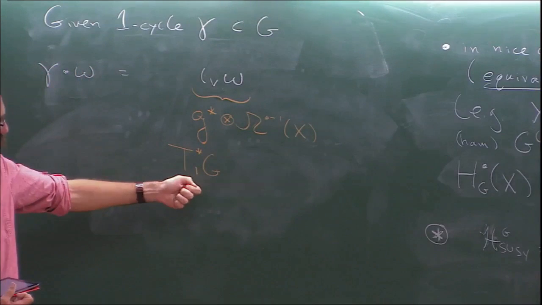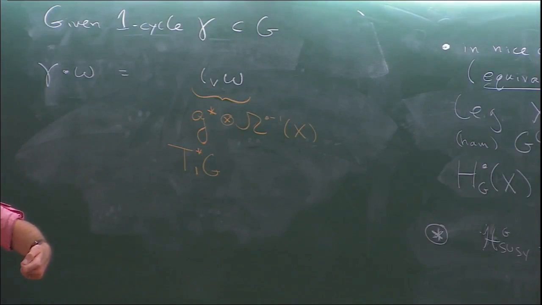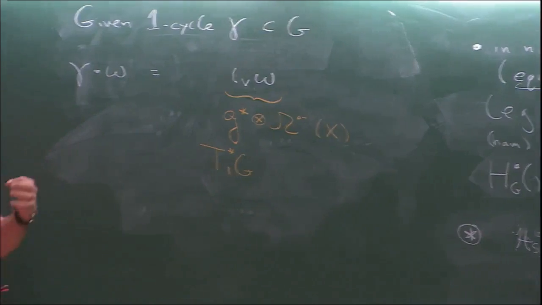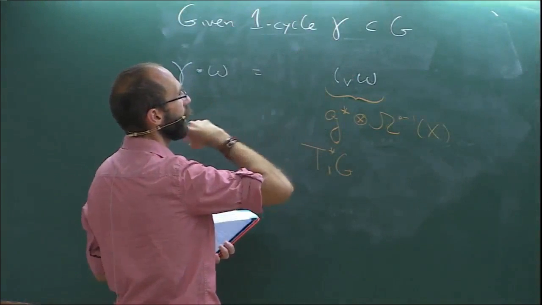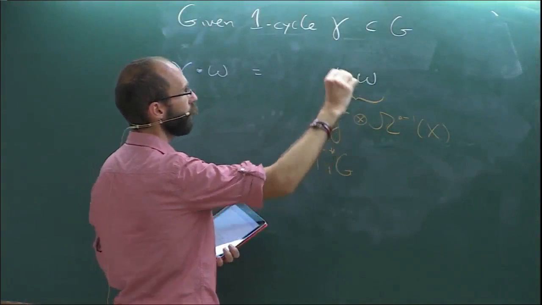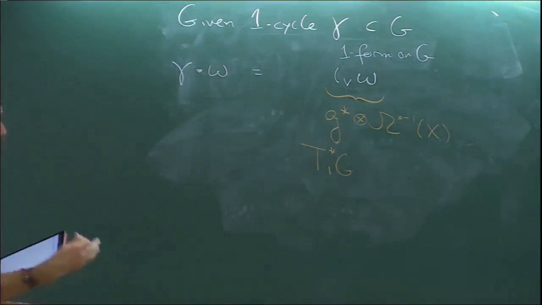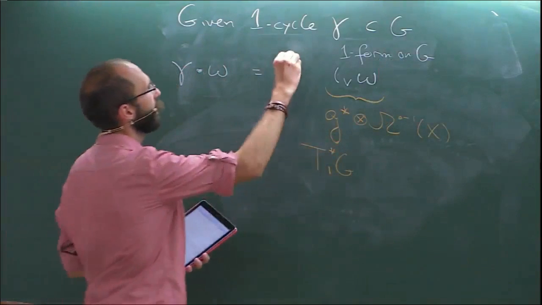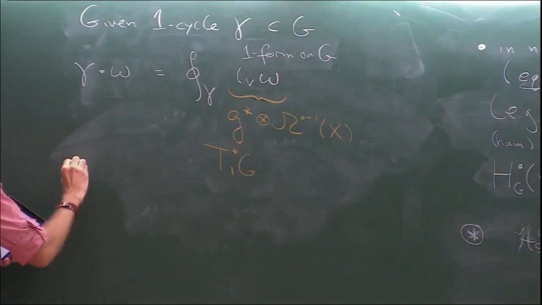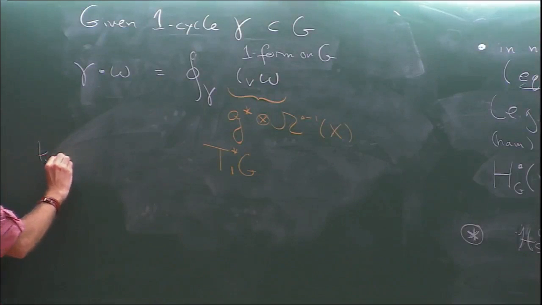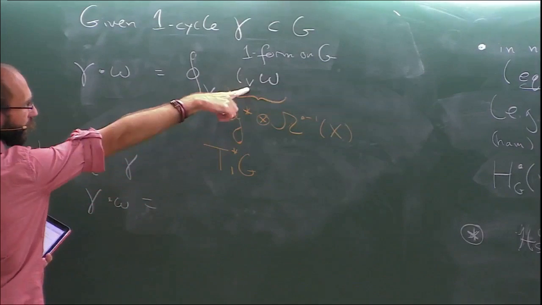I can then smear this. I can use the G action on G to smear this into a one form over the entire group. That's an averaging procedure that I'm not going to write explicitly because I'm running out of time. But this can be promoted to a one form on G. If omega is invariant under the G action, then there's actually nothing to be done. And then we integrate it along the cycle. And similarly, for a K cycle, we do the same thing. We just apply IV multiple times.